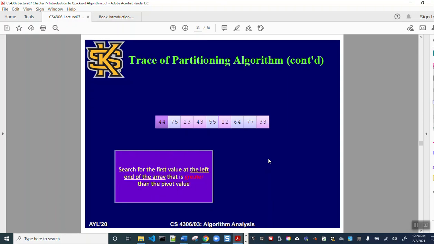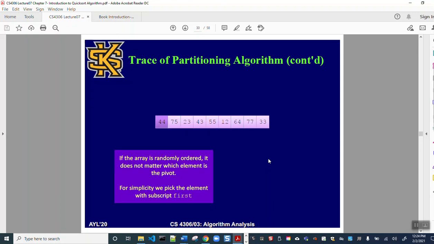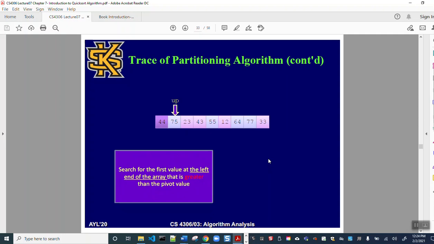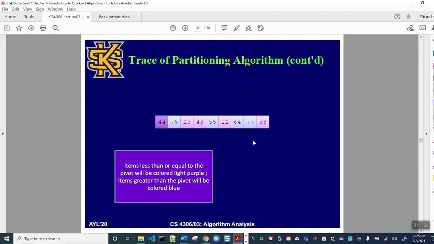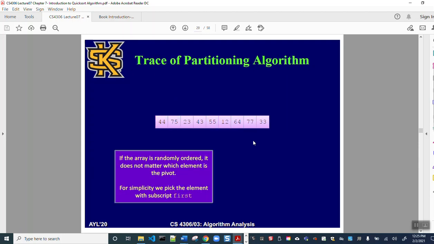Okay, so now we want to see how the array is partitioned to get the pivot element. Okay, so now let us trace the partitioning algorithm.